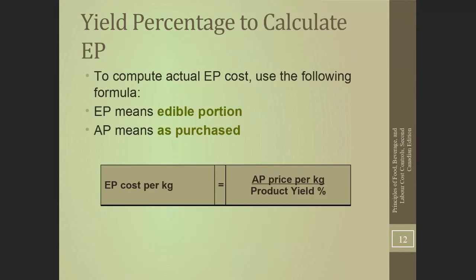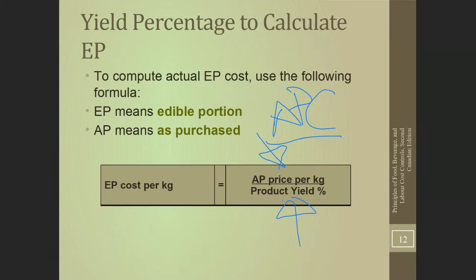So now, this is where the yield becomes important. The yield is important, as I mentioned before, because as the amount of a product decreases, holding the original cost the same, the cost per unit must increase. So we can use the yield to calculate the edible portion cost, or the edible cost per unit. How we do that is to take the as purchased cost, or your APC, and then divide it by your yield percentage. That gives you the cost per unit that takes into consideration the yield.